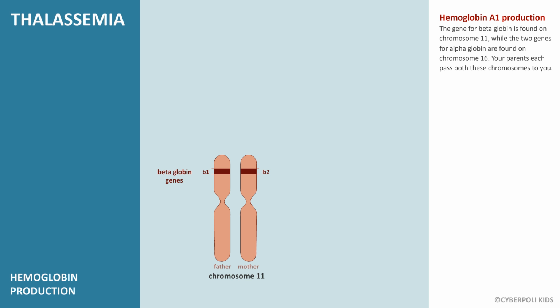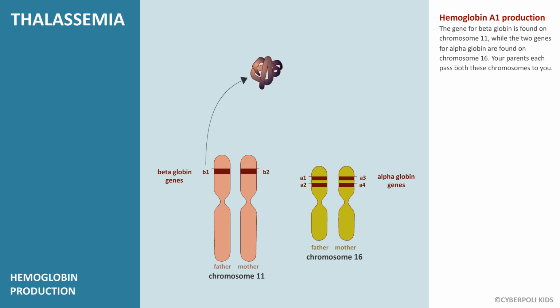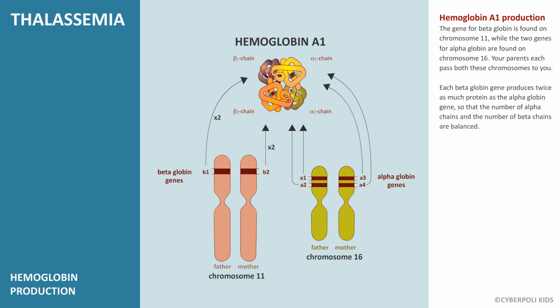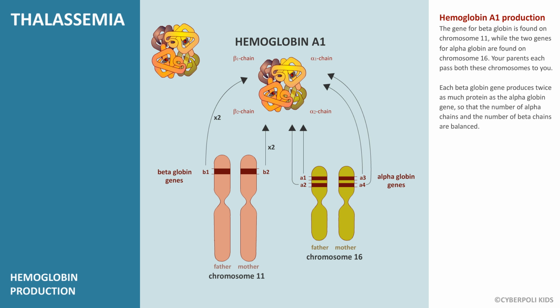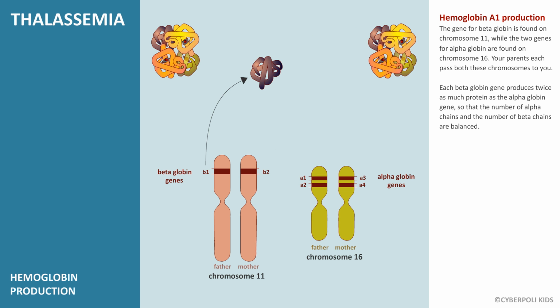The gene for beta globin is found on chromosome 11, while the 2 genes for alpha globin are found on chromosome 16. Your parents each passed both these chromosomes to you. Each beta globin gene produces twice as much protein as the alpha globin gene, so that the number of alpha chains and the number of beta chains are balanced.